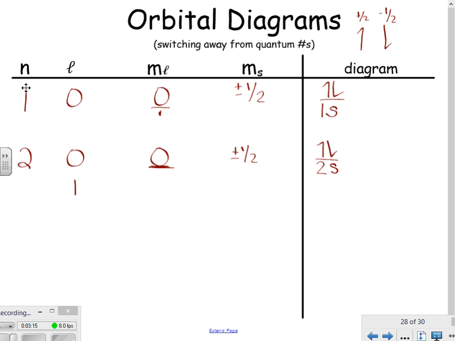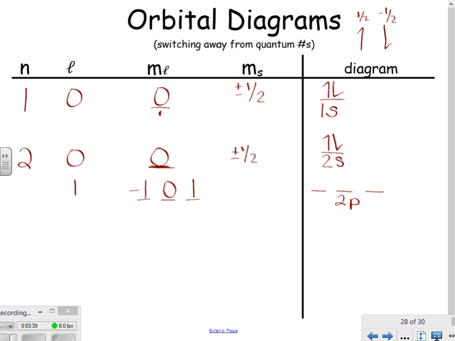When n is equal to 2, L is equal to 1, you have values of negative 1, 0, and 1. So I have 1, 2, 3 values. So I'm going to write 1, 2, 3 lines. Okay? Move that up just a little bit. Under the whole entire set, you're going to put 2p.